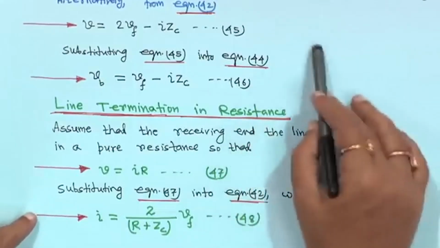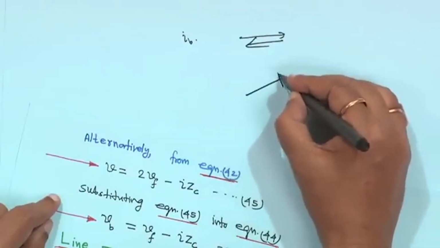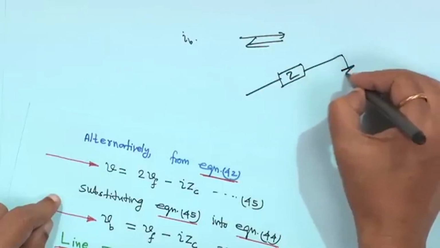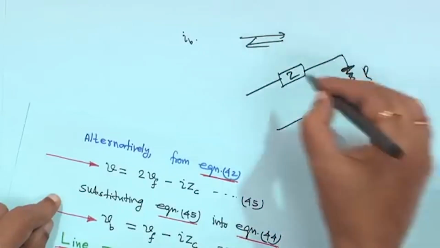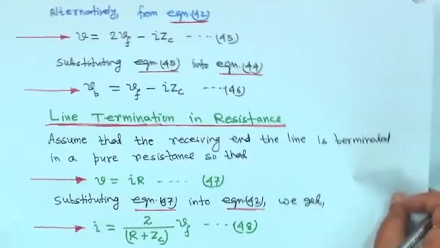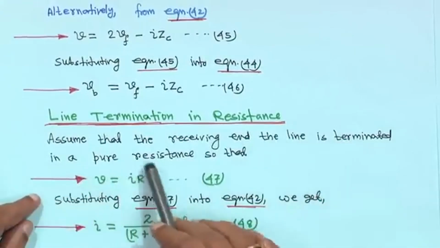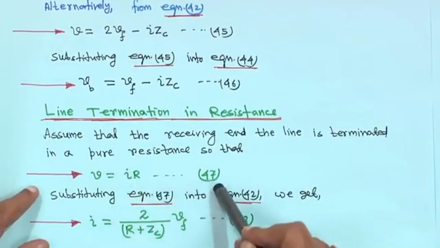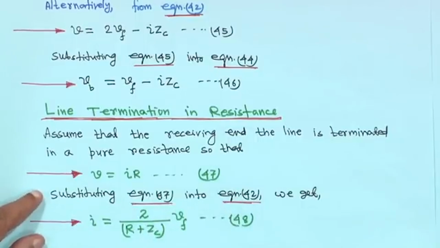You have a receiving end side and a sending end, the way a long transmission line is made. It is terminated by a resistance R at the receiving end, and the sending end side has the source and everything else. So, assume that the receiving end line is terminated in a pure resistor, so that V is equal to IR. This is equation 47. Now, substitute equation 47 into equation 42.